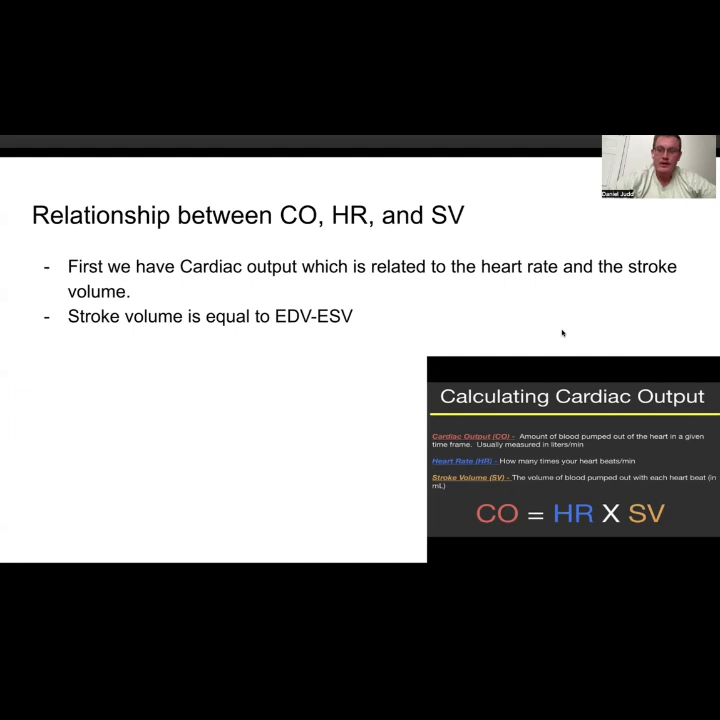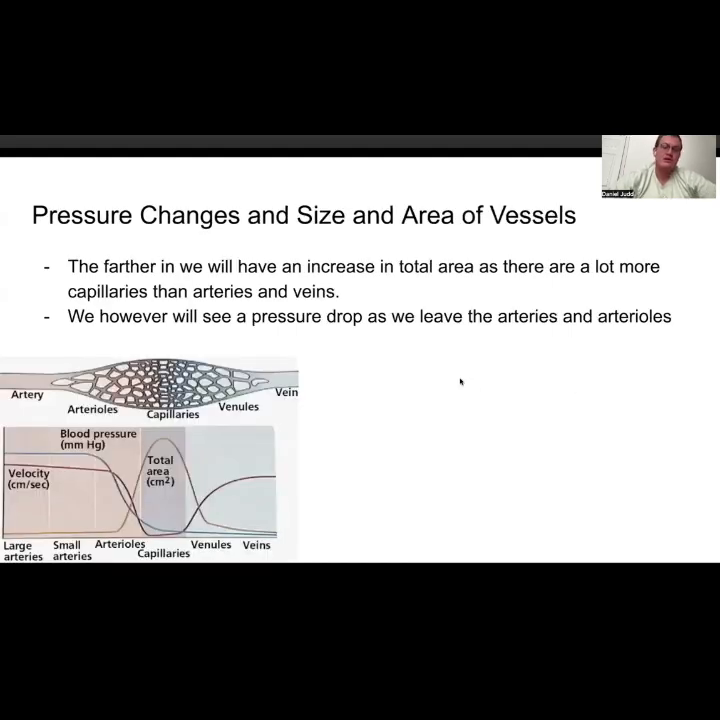And then next we have the pressure changes in the cross-sectional area of vessels. Basically, as we have a bigger cross-sectional area, we have a smaller pressure, and we have the highest amount of pressure in our arteries and arterioles. And also the speed that it goes through is a lot faster. And basically, there's an inverse relationship there that we can see.